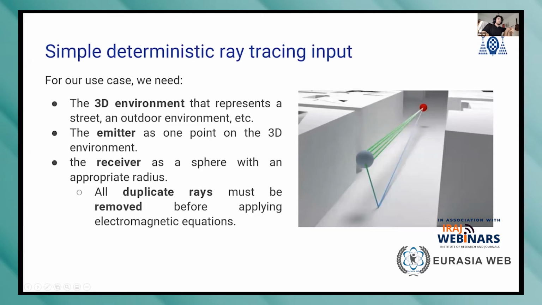So for the simple deterministic ray tracing input, for our use case, we will need a 3D environment that represents a street, another environment, a city, whatever 3D scenario you want. An emitter, which will be one point in the 3D environment that shoots rays in any direction. And the receiver, that will be a simple sphere with an appropriate radius. It is important to note that if the radius is too small, maybe it won't be hit by any ray. And if the radius is too big, maybe it will be hit by multiple similar rays. So all the duplicate rays must be removed before applying electromagnetic equations.